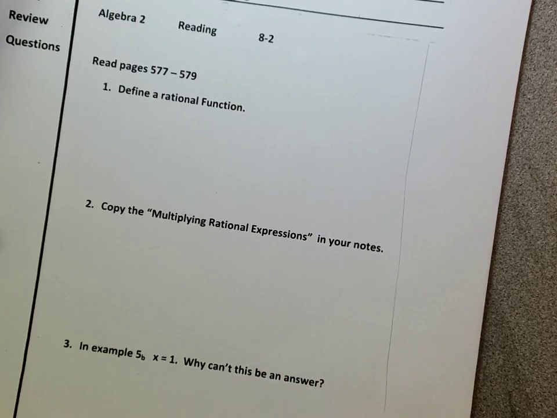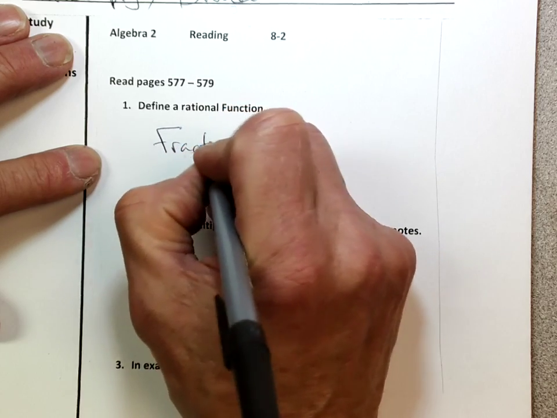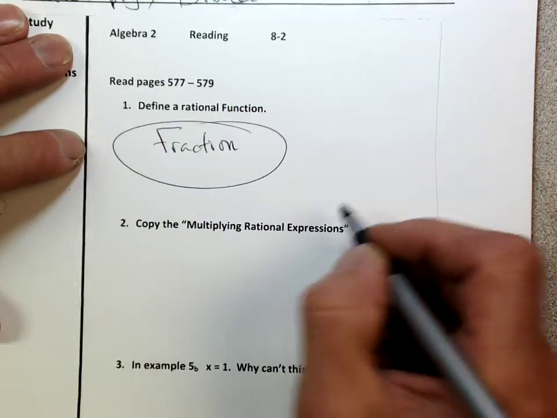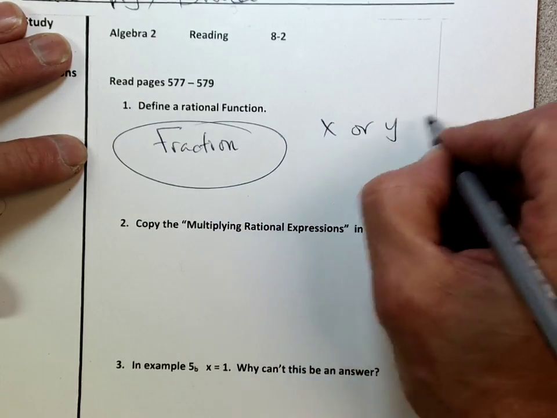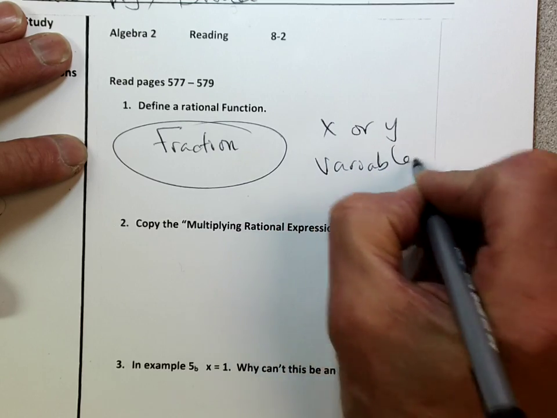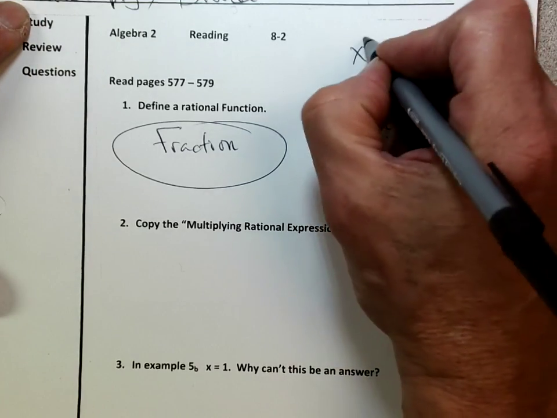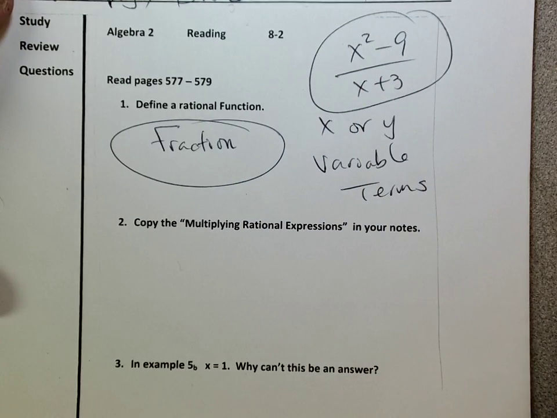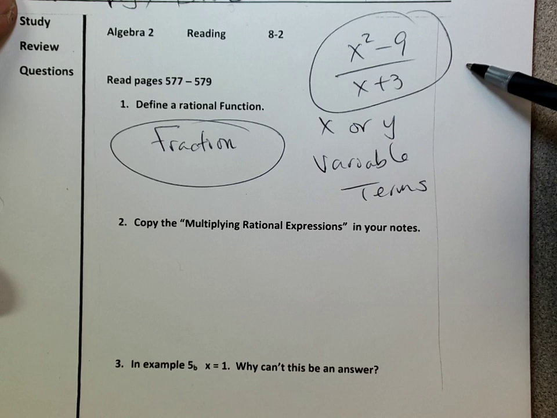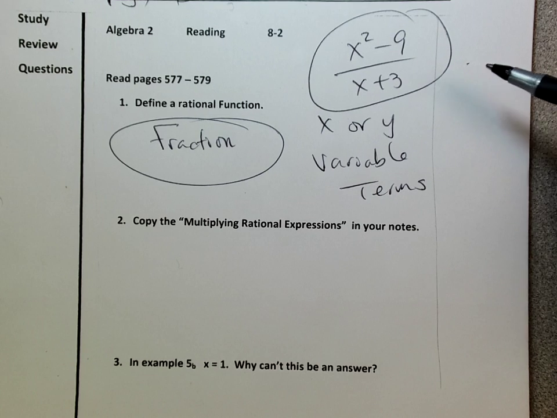But for today, if we have to define a rational function, all it is is just a fraction, okay? But we're going to be a little bit more specific about it. It's going to be a fraction with x's and y's, so it's going to have x or y or variable terms in a fraction. An example could be something like x squared minus 9 over x plus 3. That's a rational expression, okay? It's a fraction. It has x's in it, and we'll take a look at this later and we'll simplify it. So that's a rational expression. It's just a fraction with x's in it.